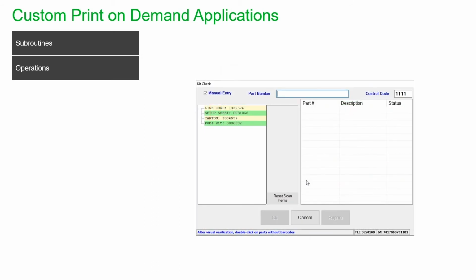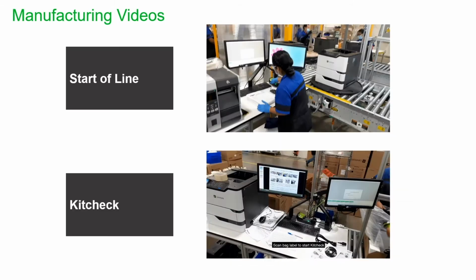There are several different types of operations, all of which are tailored to the specific manufacturing step the operation is used in. Two common operations are start of line, which is typically the first operation used on the manufacturing line, and kit check, which is typically the last operation.